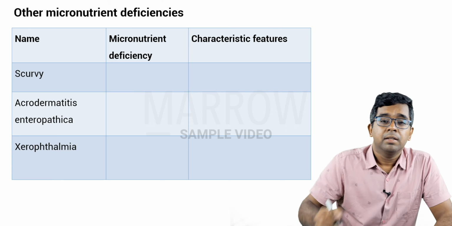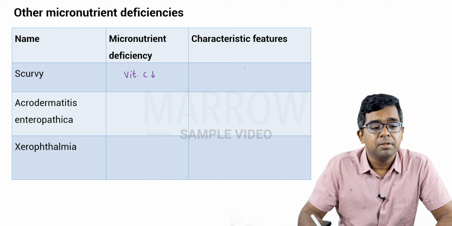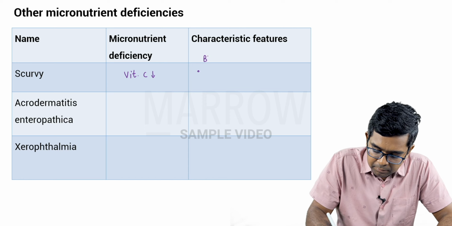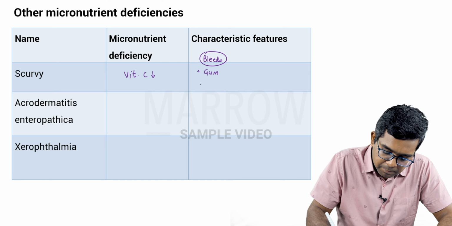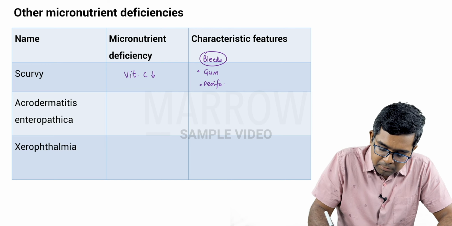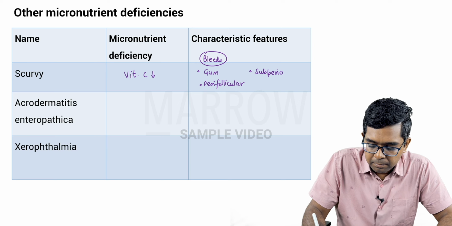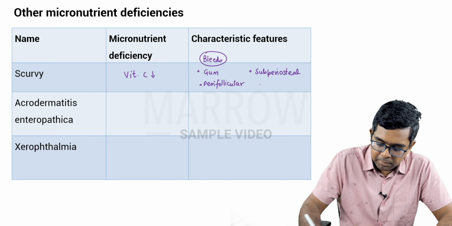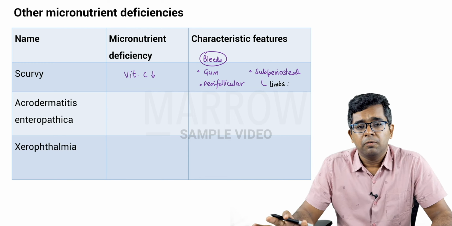One is scurvy. The micronutrient deficiency is vitamin C deficiency. The characteristic features of this condition would include bleeding. What are the bleeds you will look for? Gum bleeds, perifollicular bleeds, and third is subperiosteal bleeds. And these subperiosteal bleeds usually involve the limb region, and will be characterized by a lot of pain.